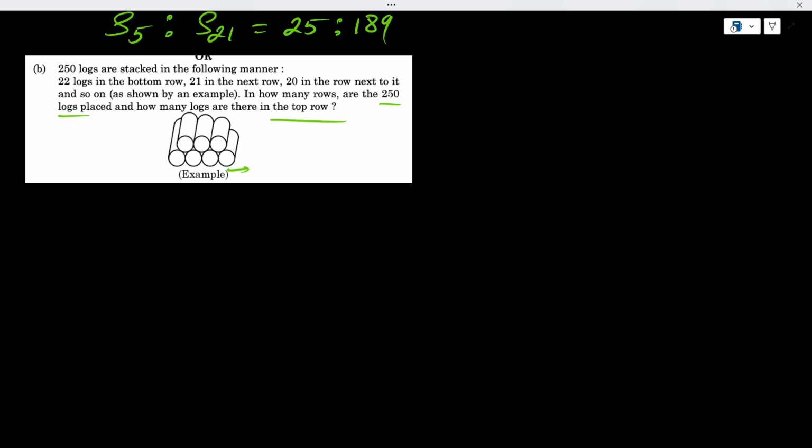So that means you need to find out two parts here. What to find first? You need to find out the total number of logs. So how many rows? That means n rows. How many rows can 250 logs be fit in, and how many logs are there in the top row. So n you need to find out. First we will find out n using the given information.